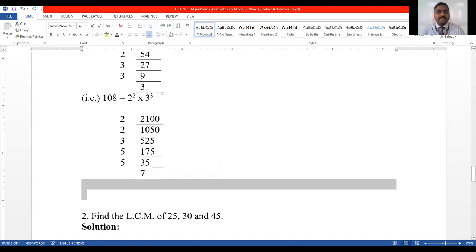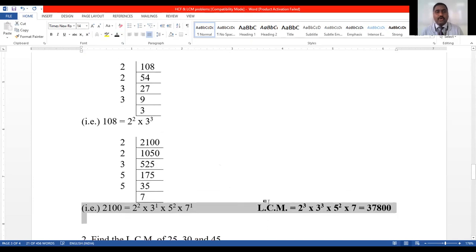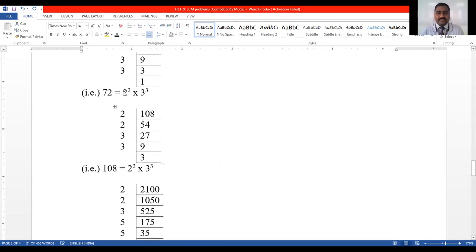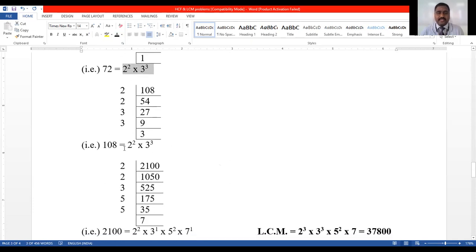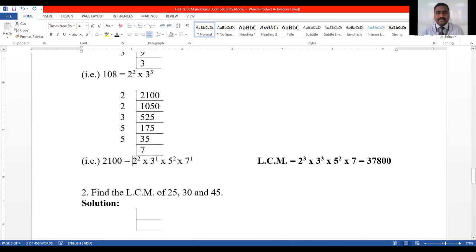So now what is the LCM for 2100? See, you have 2 into 2, 2 power 2, only 1 power 1, 3, and you have 5 into 5. So 2 into 2, 3 power 1, 5 power 2, and 1, 7. So now, what is the condition I told you in LCM factor method? We have to take all the divisors. So what are the divisors? 2, 3, 5, 7. See, in the first value, the divisors are 2 and 3. Second is also 2 and 3. For the third value, 2, 3, 5, 7. So we have to take all the values 2, 3, 5, 7.